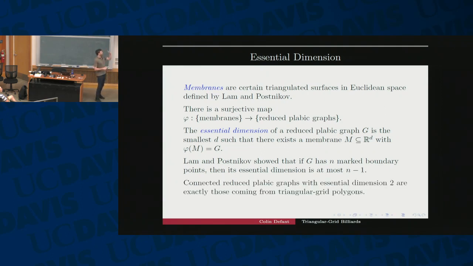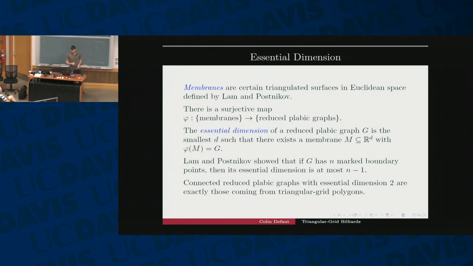And, well, I'm going to assume connected here. That's not really a big deal. The connected reduced Plabic graphs with essential dimension 2 are exactly those that you get from this dual graph construction with the triangular grid polygons, and that's kind of just by definition, because these triangular grid polygons really are just membranes in two-dimensional space. So kind of by definition, this is the family of Plabic graphs, and that's sort of what led us to consider these.